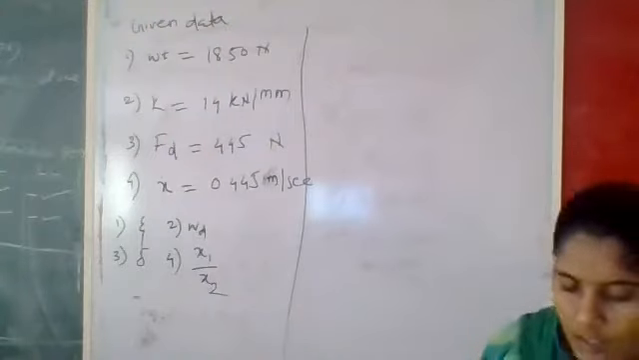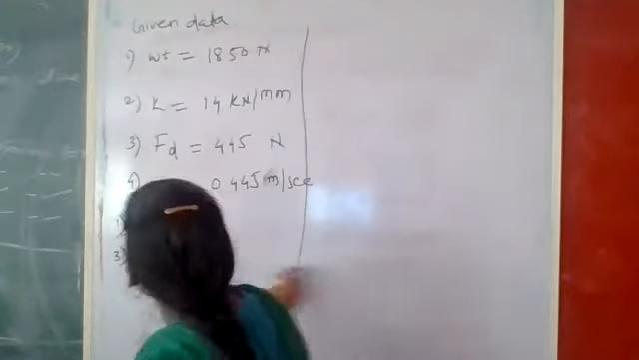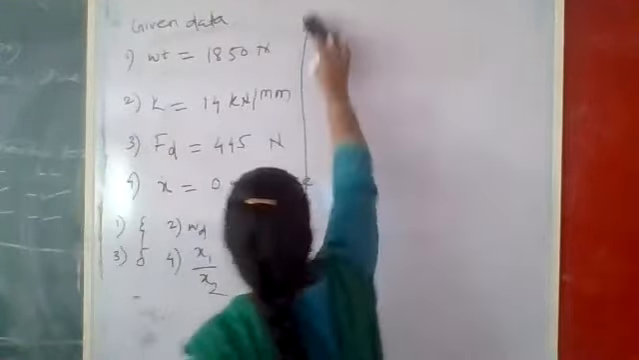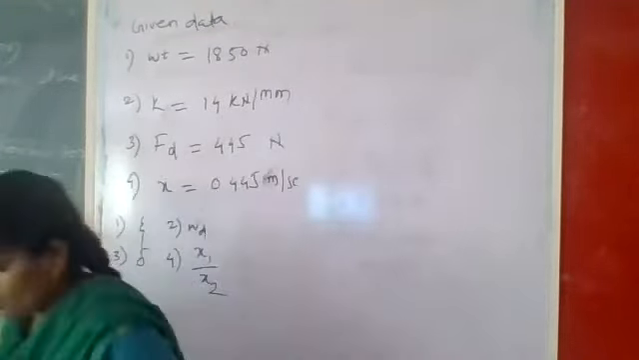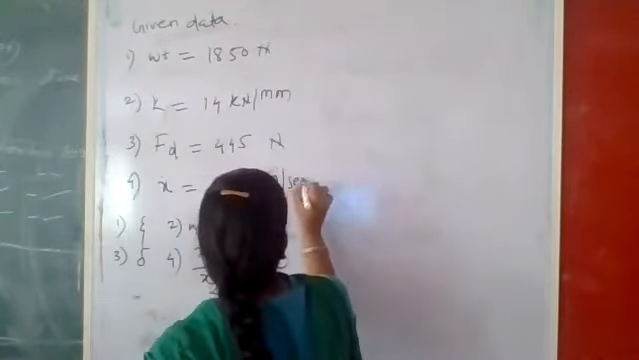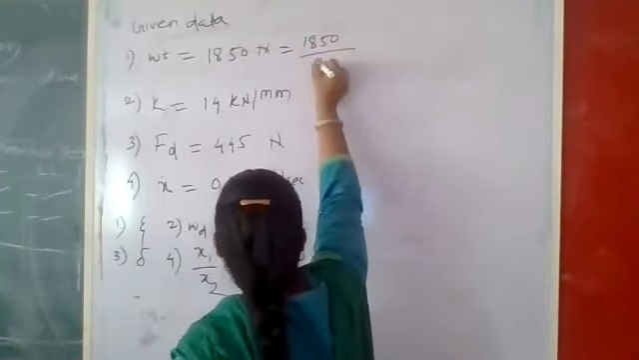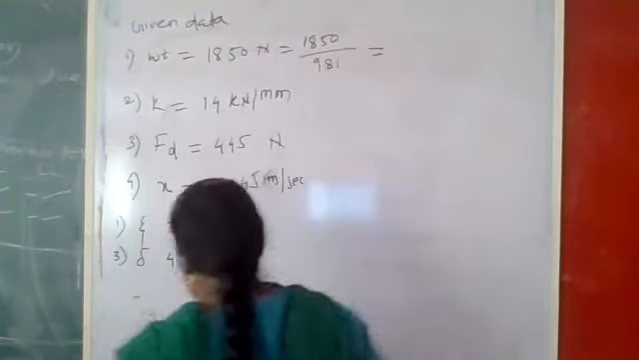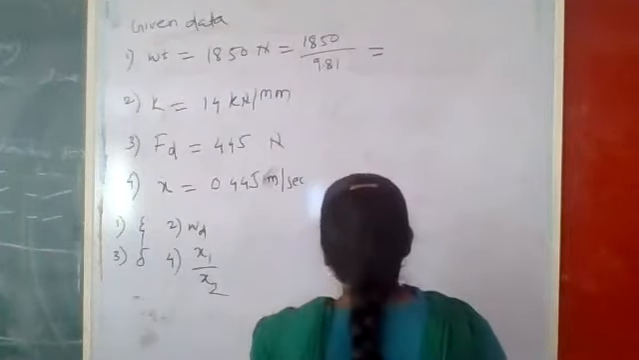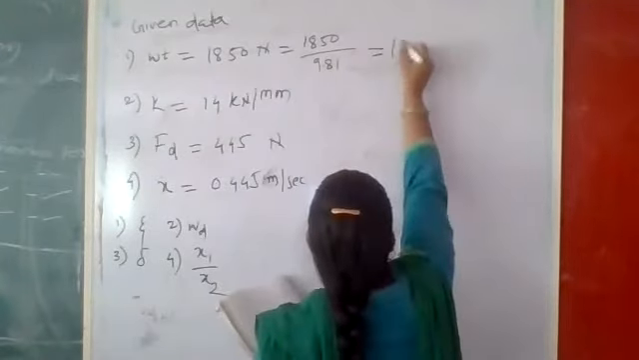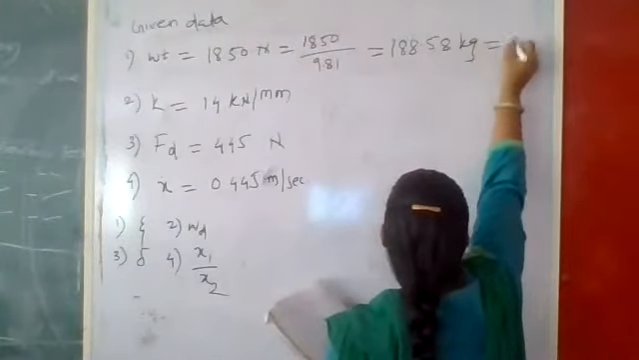The first step is to convert the weight they have given into mass in kg. How to convert: 1850 divided by 9.81. What is the value of this? In terms of mass in kg, it will be 188.58 kg. That is the mass m.